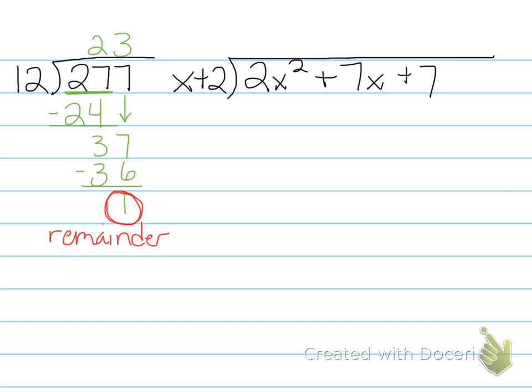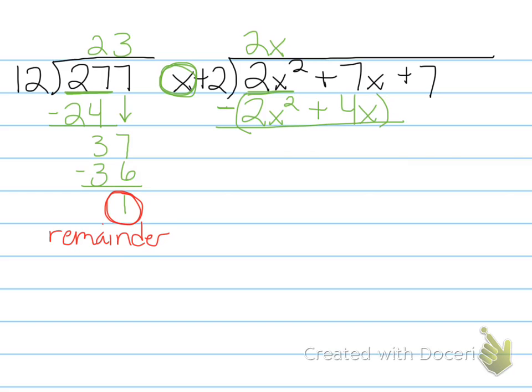What would I have to multiply the first term of my divisor by to get 2x squared? So x times what is 2x squared? Well, that would be 2x. Then I'm going to multiply 2x times all of my divisor, x plus 2. So 2x times x is 2x squared, and 2x times 2 is 4x. And then, just like I did on the long division, I'm going to subtract that product.